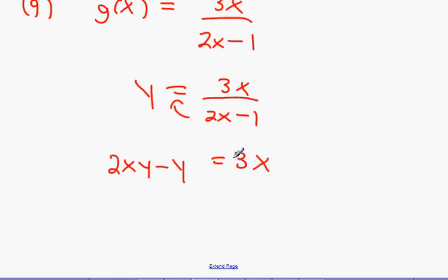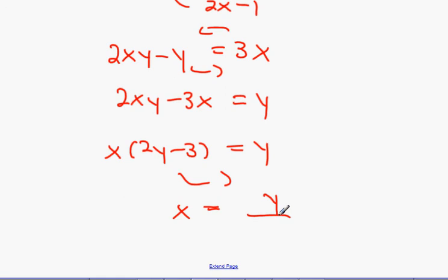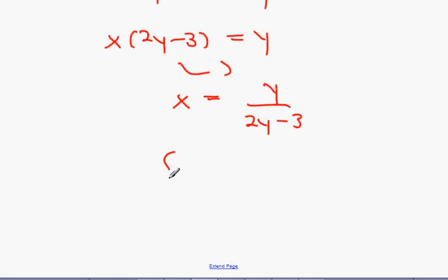Anything with an x goes on the same side. 3x goes here, y goes here. We have 2xy minus 3x equals y. How do I isolate x? Can anyone tell me? Factorize. And then after factorizing, what can I do now? Bring it over. Bring it underneath. Now, what's my last step? Inverse x. Yeah. f inverse equals x over (2x minus 3).